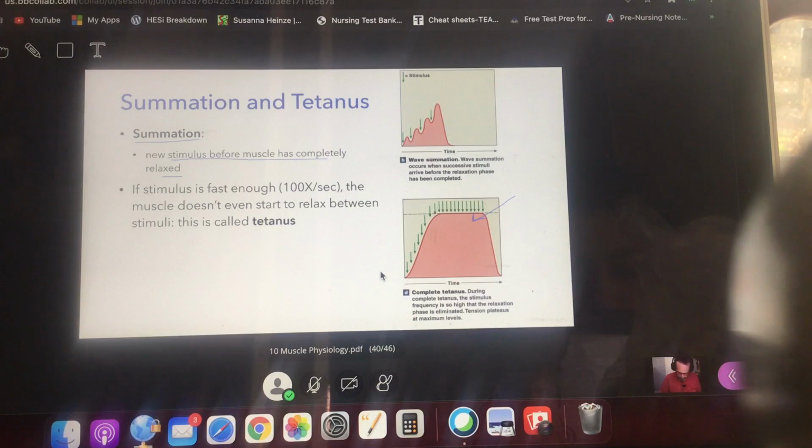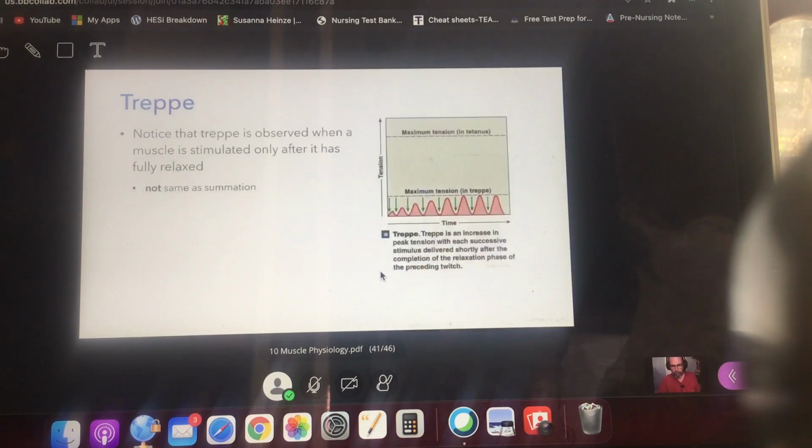All right, treppe is when you allow the muscle fiber to fully relax before the next stimulus. Treppe is where you allow it to fully relax before you hit it with a stimulus again, okay? And you will not get the same tension. The maximum tension in treppe is much lower than it is with tetanus, okay?